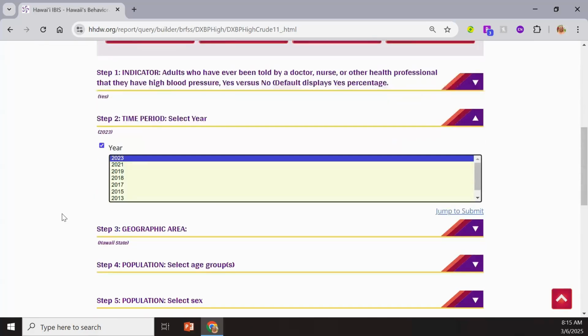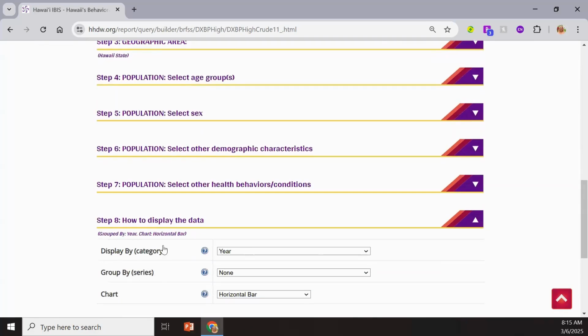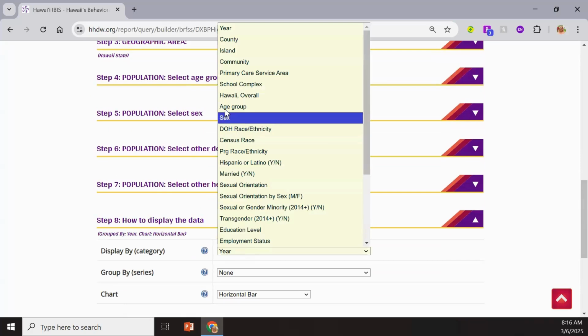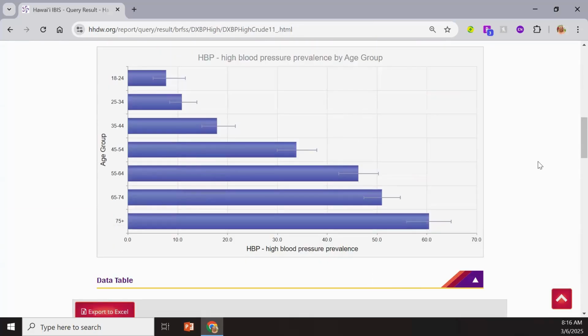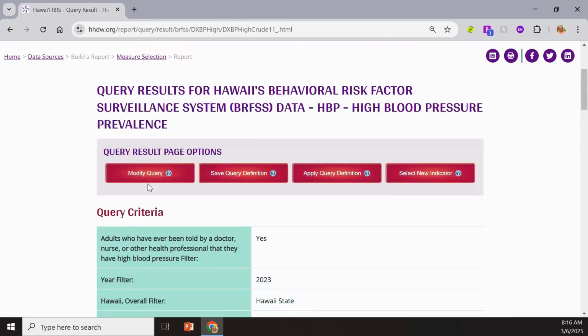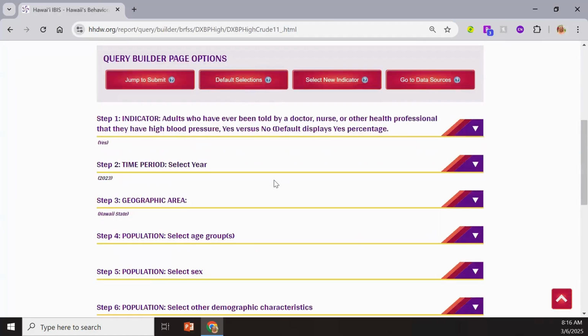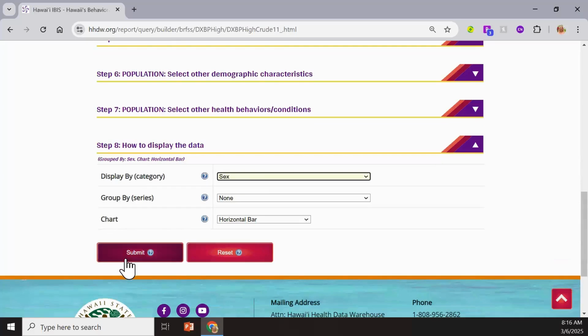I'm going to make this just 2023. And I'm going to ask the system to show it to me by age group. So we can see here, yes, there's definitely a difference by age. Let's take a look and see if there's a difference by sex.